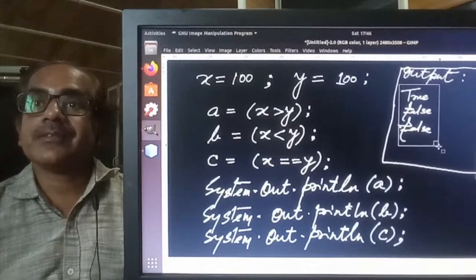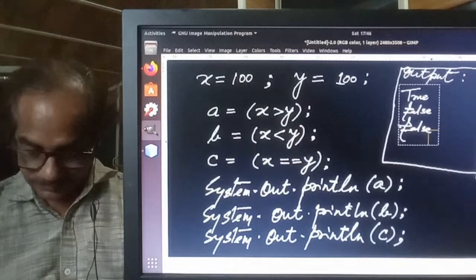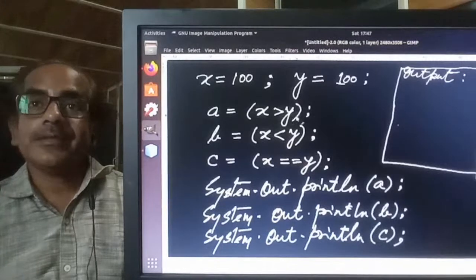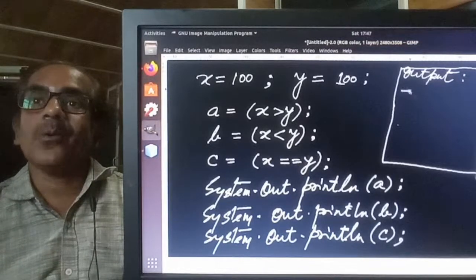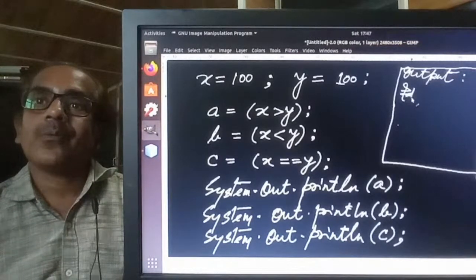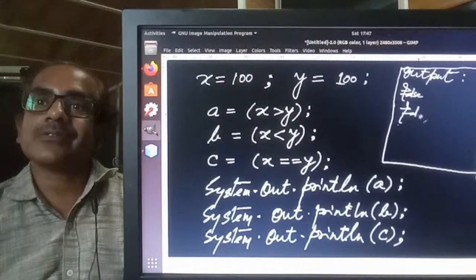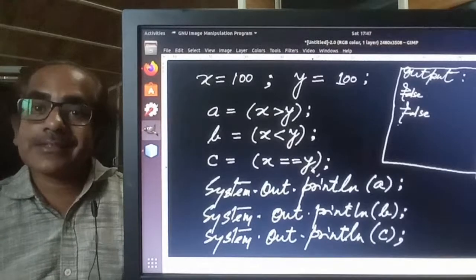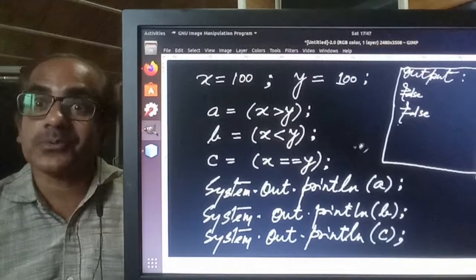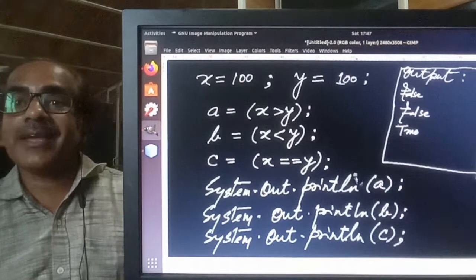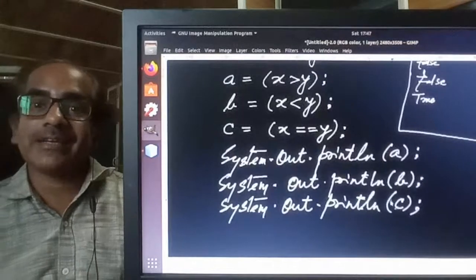In this situation, is x greater than y? No. False. Is x less than y? No. False. Is x equal to y? Yes, true. So this will be true. This is coming as the value of a, b and c.